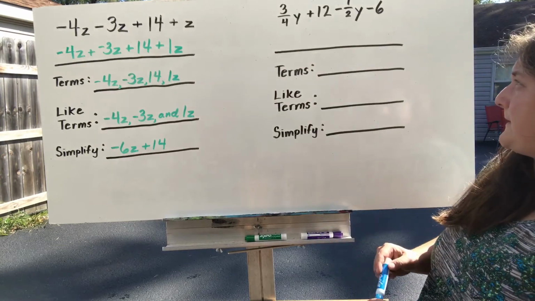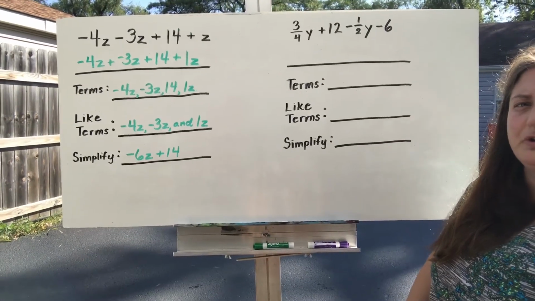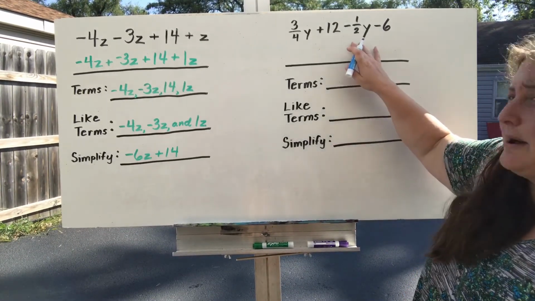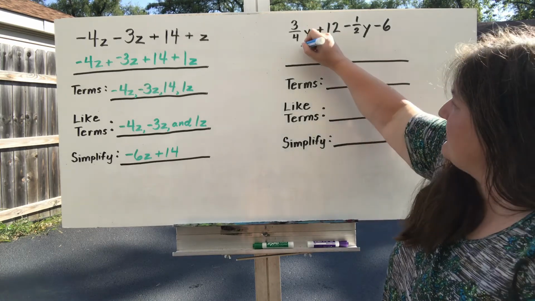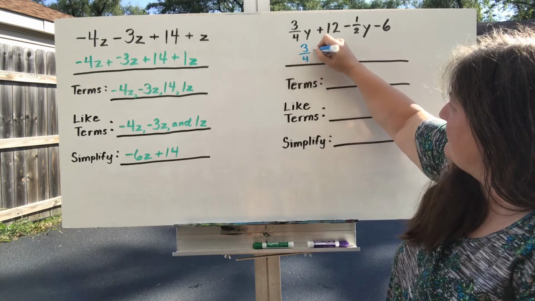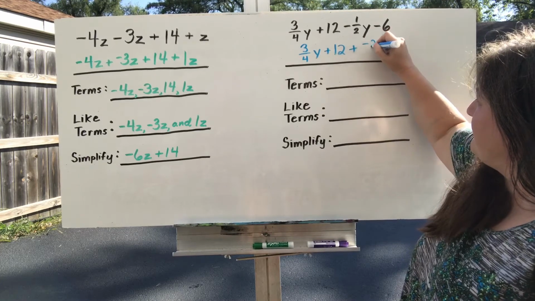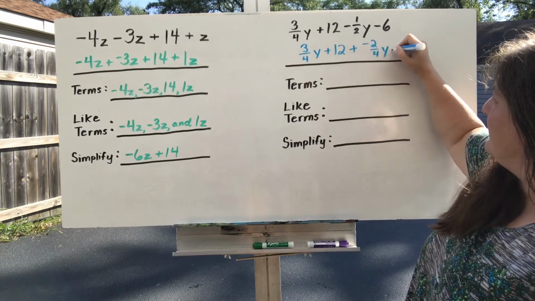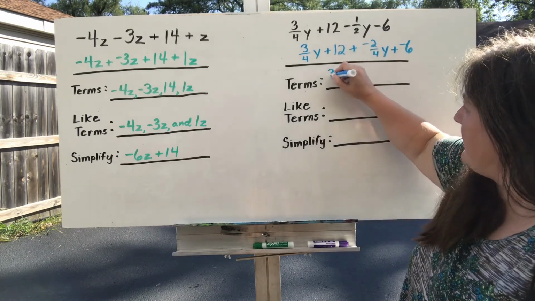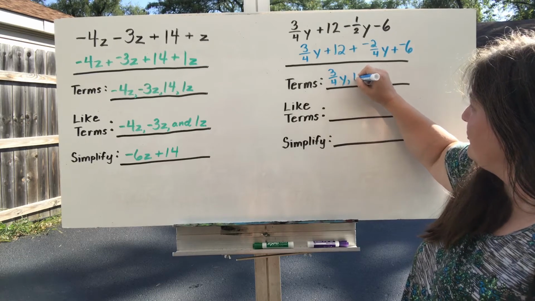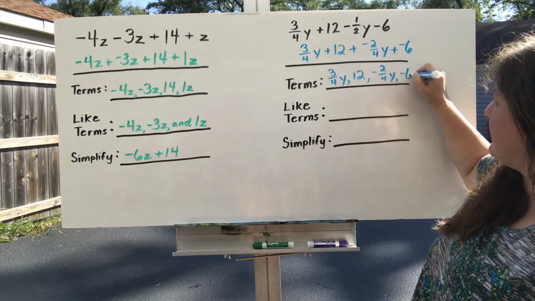All right, let's look at one more here. So I'm going to rewrite this one as addition, but while I'm doing that, I'm also going to make sure that I get common denominators here for my fractions. So I've got 3/4 y plus 12 plus negative, I'm going to make this 2/4 y plus negative 6. So my terms here are 3/4 y, 12, negative 2/4 y, and negative 6.